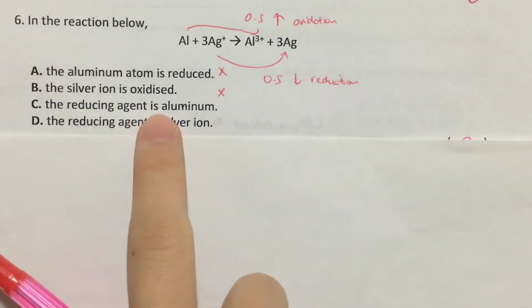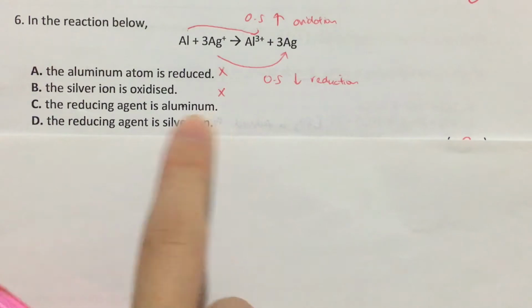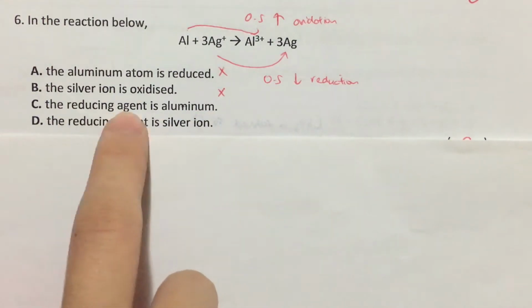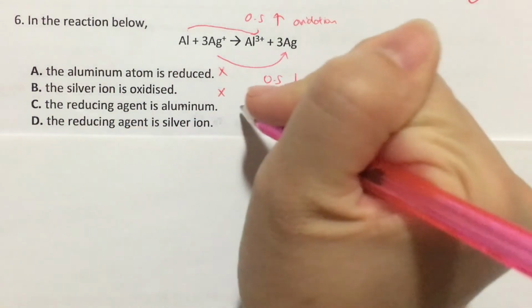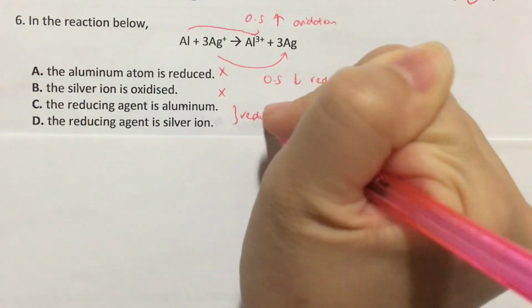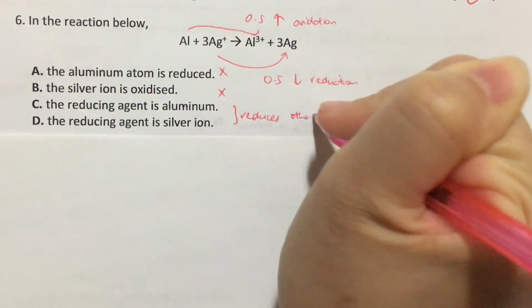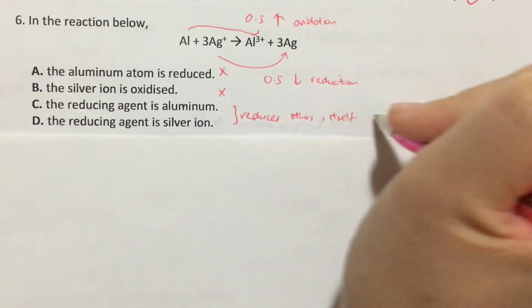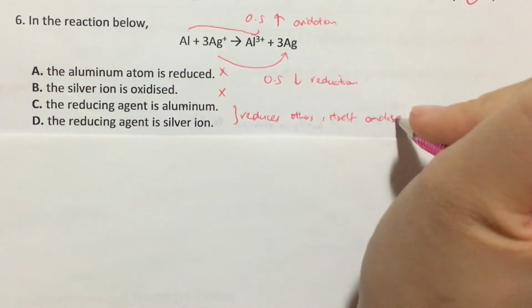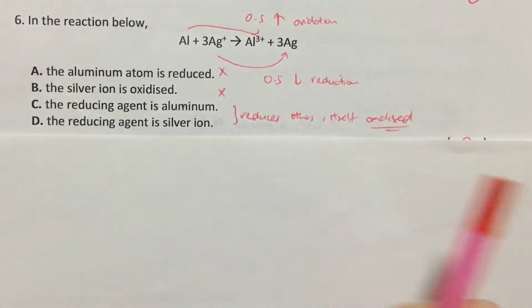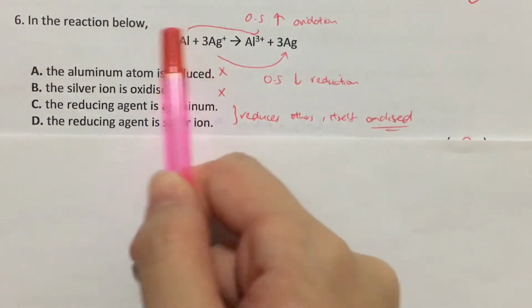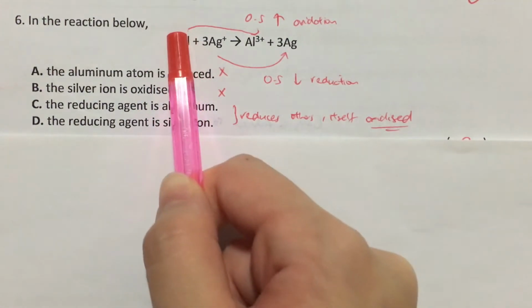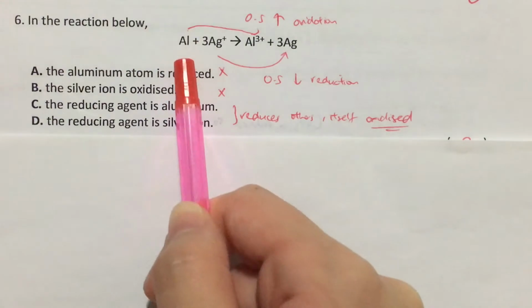The reducing agent is aluminium. So how do you know what's the reducing agent? Reducing agent means it reduces others, itself oxidized. So let's look at which is the one that has been oxidized. The one that has been oxidized is aluminium. Therefore, aluminium will be the reducing agent.